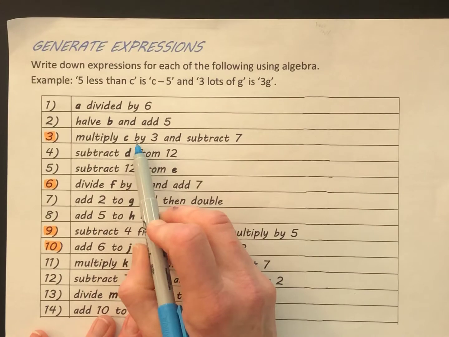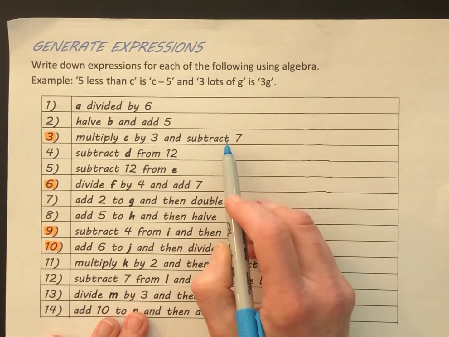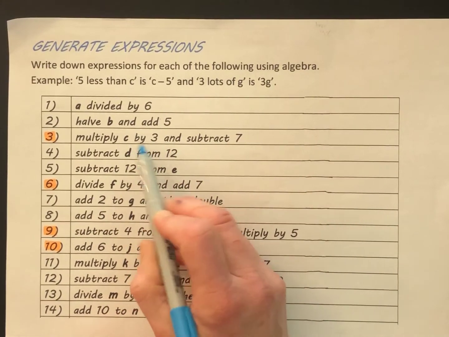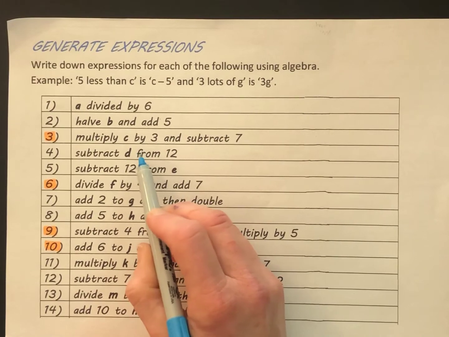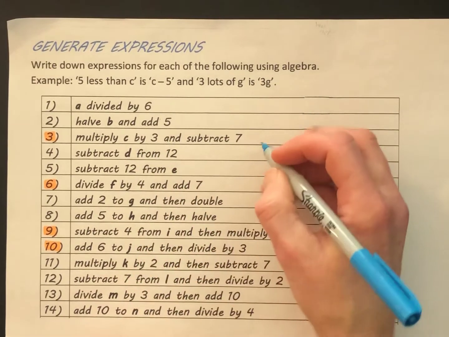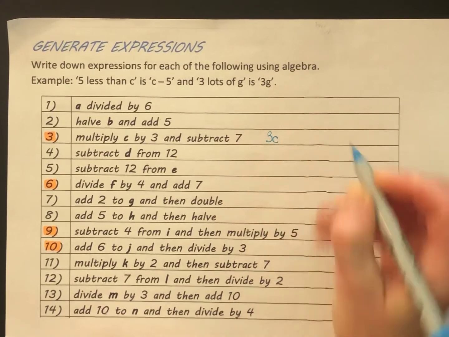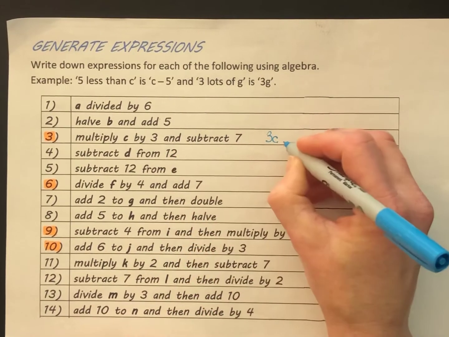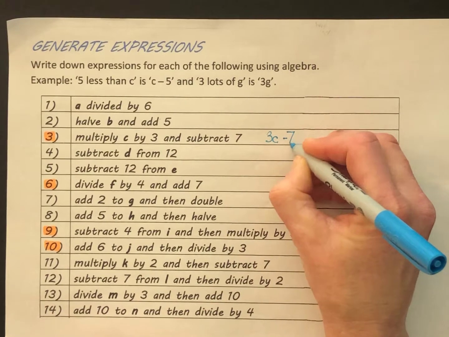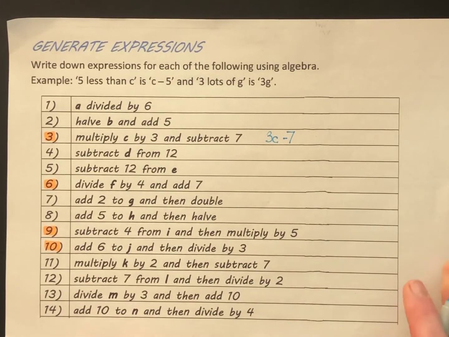Multiply C by 3 and subtract 7. Well, when I multiply, I don't have to put a times or a dot. So I'm going to do 3C and subtract 7. There you go. That was easy.